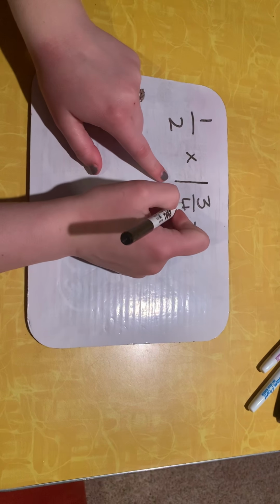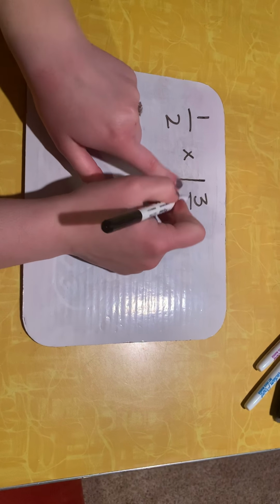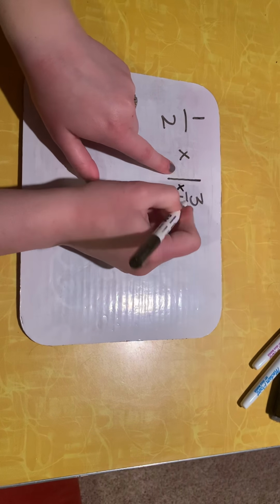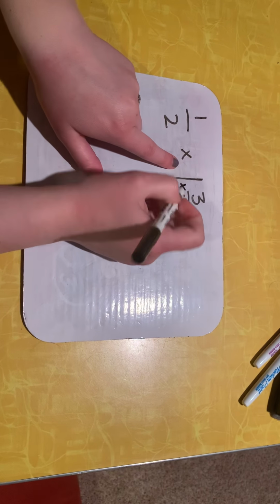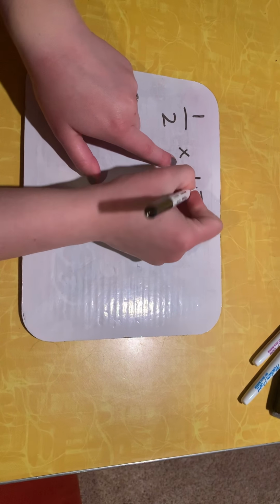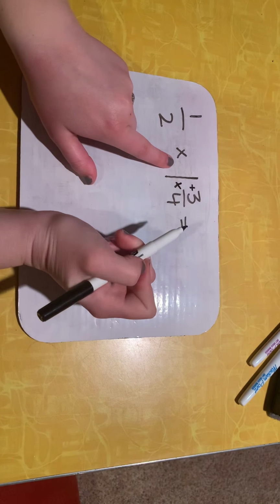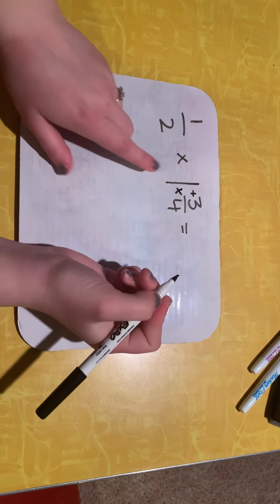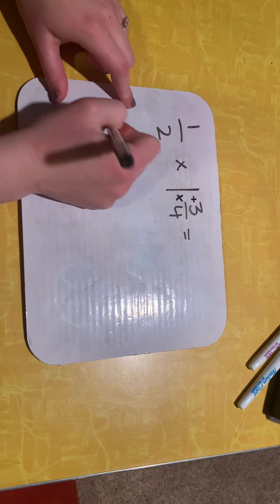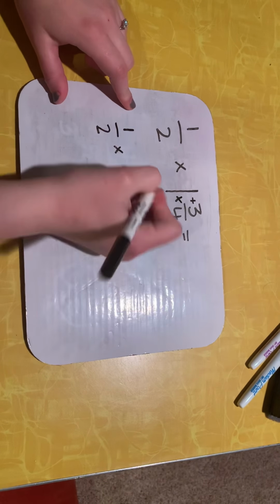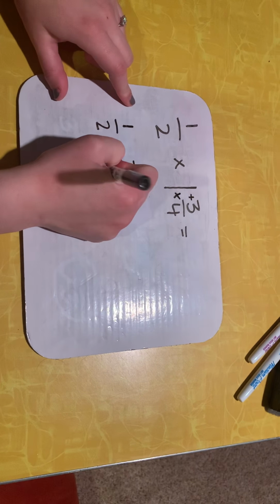And remember, to do that, you need to multiply the denominator times the whole number. So you're going to multiply 4 times 1, which is 4. And then you're going to add that number plus the numerator. So 4 plus 3, which is going to be 7. So my new numbers are going to be 1/2 times 7/4.